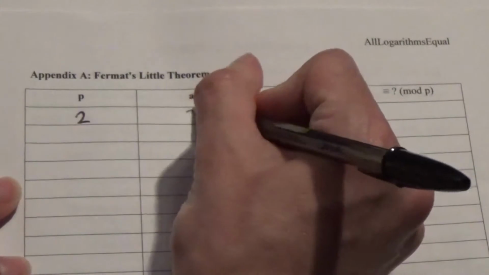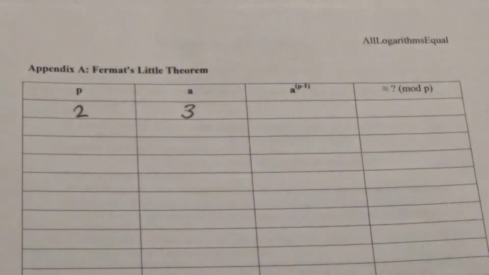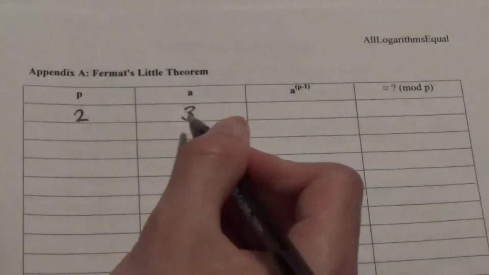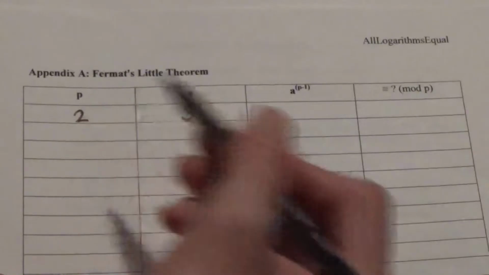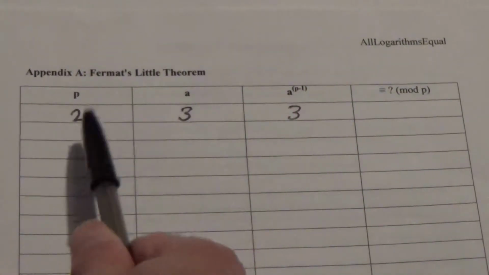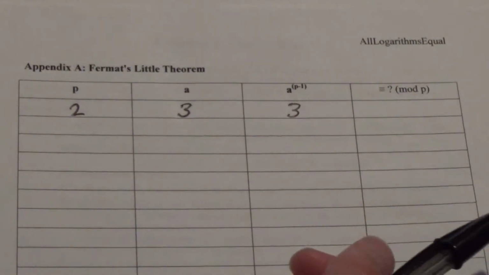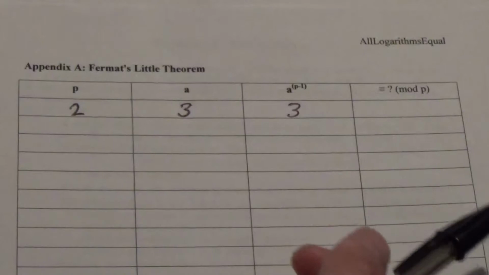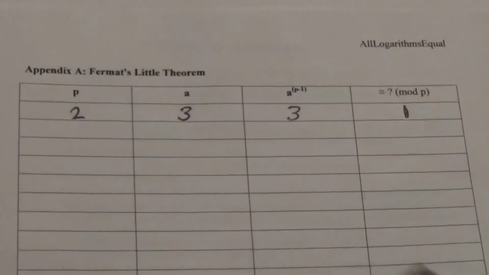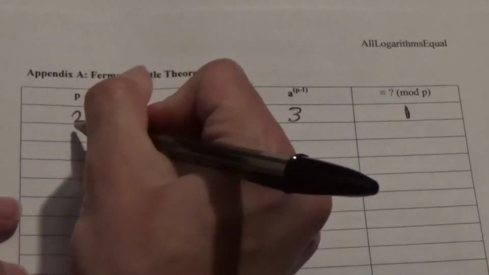So in this case, let's just give the most basic example, which is if A equals 3. Well, in this case, A to the P minus 1 would be 3 to the 2 minus 1, which is really just 3. And what is this modulo P? Well, what is 3 modulo 2? As I described earlier, that's really just asking, is 3 even or odd? Well, we know it's odd, and it returns 1 upon division by 2. So that's just our most basic example. If we keep going, we get many more interesting things.